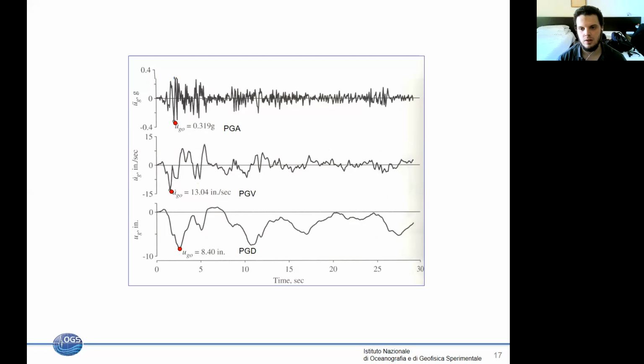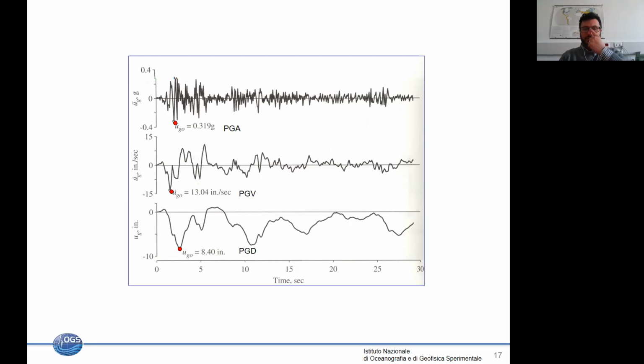Yes. And that's exactly what you see here. The acceleration is mainly dominated by the high frequency components, velocity by the intermediate frequency, and the displacement is mainly dominated by the low frequencies. But this is exactly the same earthquake. Is it clear? Yeah.